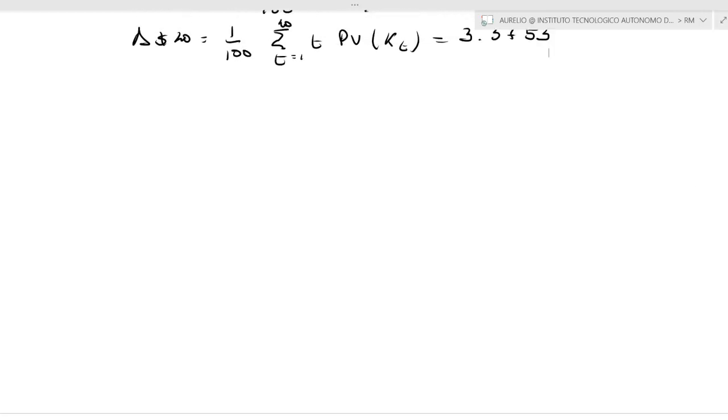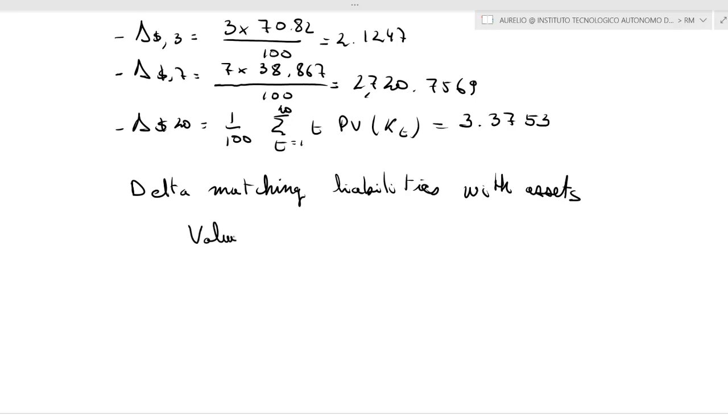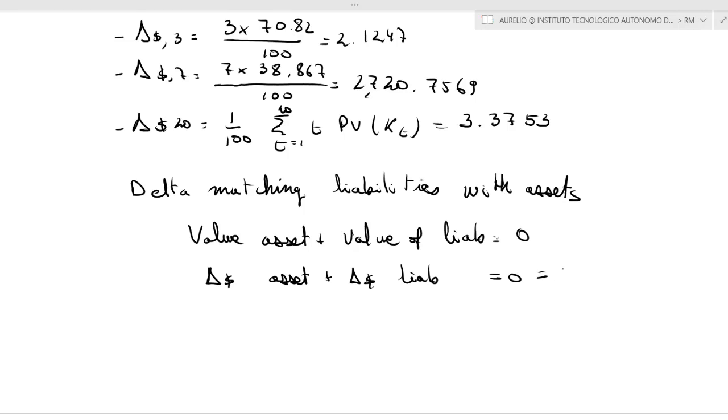3.3753. Now the next thing we need to do is to set the equations so that I do a delta matching of my liabilities with the assets. The assets are going to be these two new bonds, the 3 and the 20, and the 7-year is going to be the liability. So basically I need to set the value of the assets plus the value of the liabilities equal to 0. Use the money of the assets to buy the liability. And then the delta dollar of the assets, that's basically my two new bonds, plus the delta dollar of my liabilities also equal to 0, the delta dollar of the net equity.